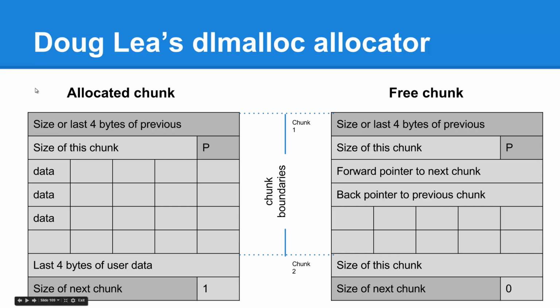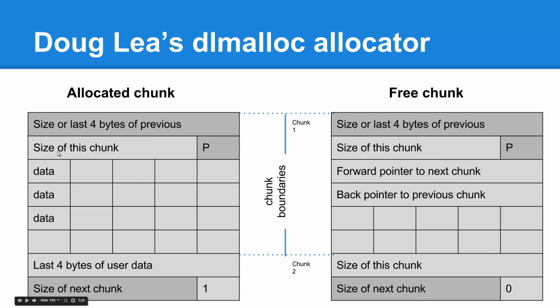So, on the left we have an example of what an allocated chunk looks like, which would be the result of calling malloc. You would get a pointer back to right here where data begins. On the right we have an example of what this would look like if it were freed, or originally as part of the free list.